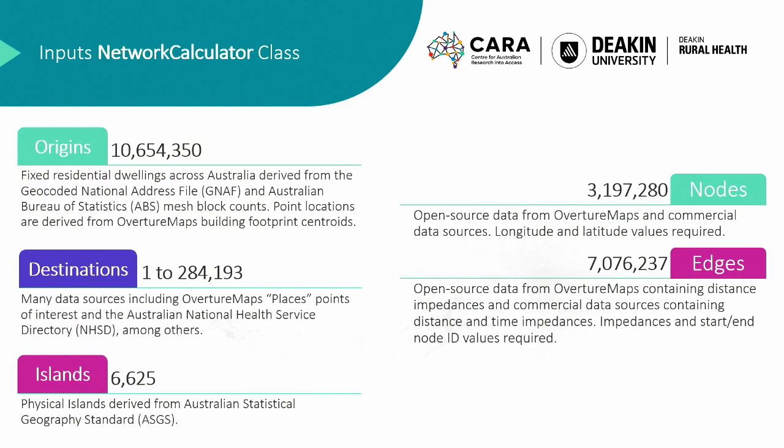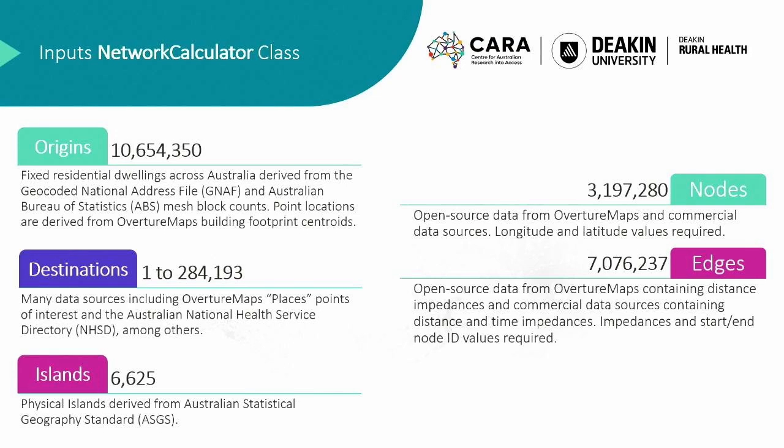So we built a class called the network calculator class, which upon instantiation requires a series of data sets to be input into it. The first one I'll mention is the origins. This is our just over 10.5 million points that we created for our dwelling register. This is built on top of mesh block counts from the Australian Bureau of Statistics, GNAF for the original geometries, but then those geometries are pulled to Overture Maps building footprint centroids to give a better representation of the physical location of each of those dwellings.